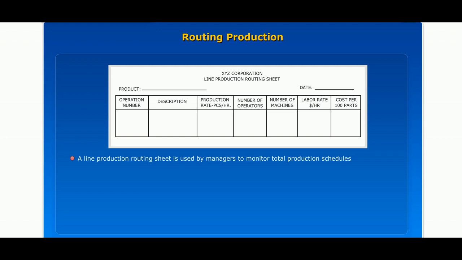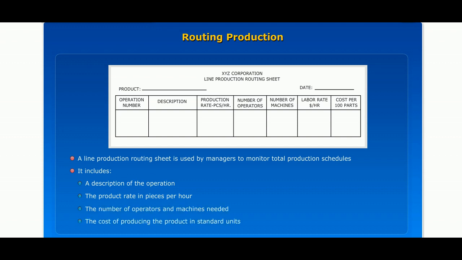Routing production. A line production routing sheet is used by managers to monitor total production schedules. It includes a description of the operation, the product rate in pieces per hour, the number of operators and machines needed, the cost of producing the product in standard units.